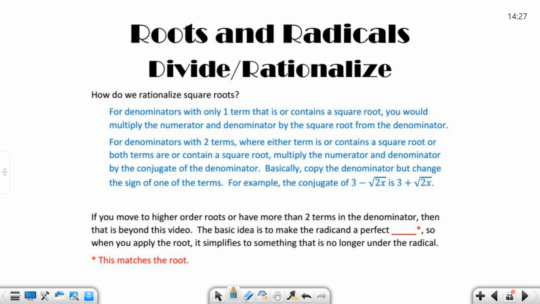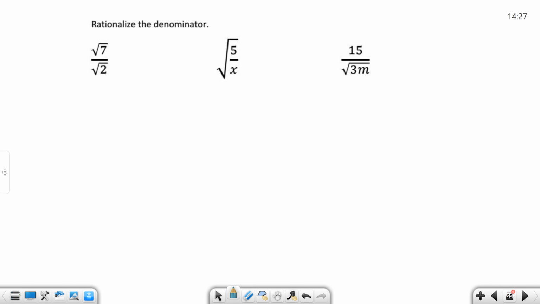The basic idea is to make the radicand a perfect square, cube, 4th power, whatever, so that when you apply the root, it simplifies to something that is no longer under the radical. All right. For example, if you're applying a cube root, you want a perfect cube for the radicand so that when you apply it, the radical is gone. So let's rationalize the denominator, and let's do a few of these just for practice.